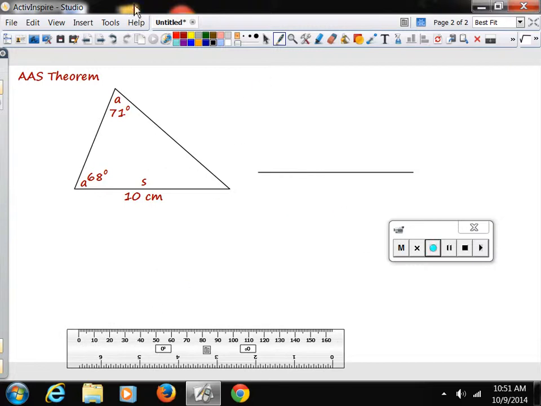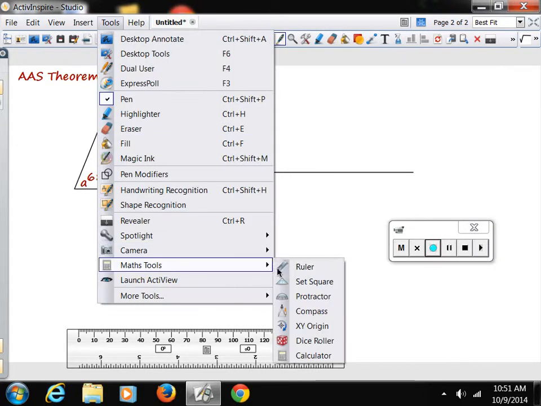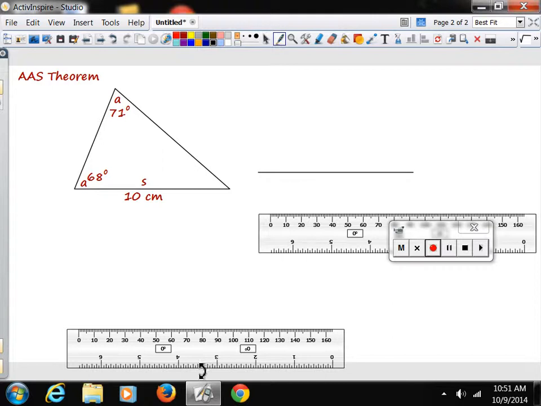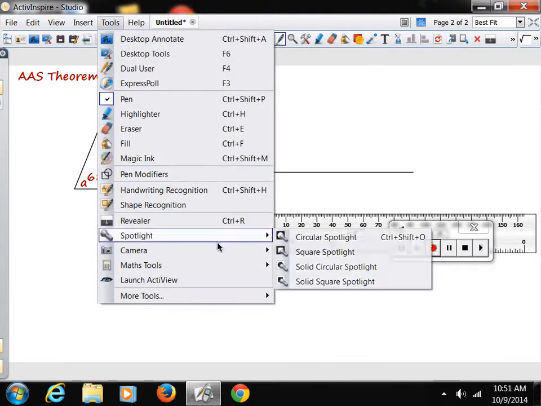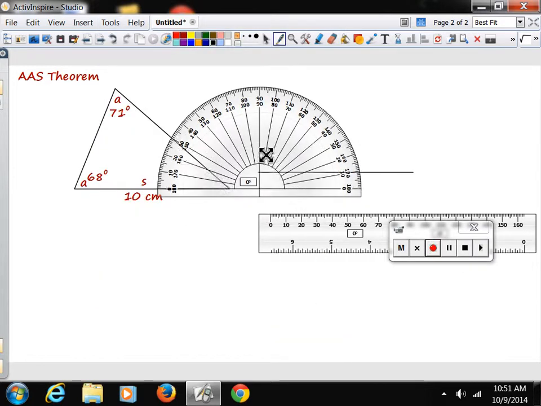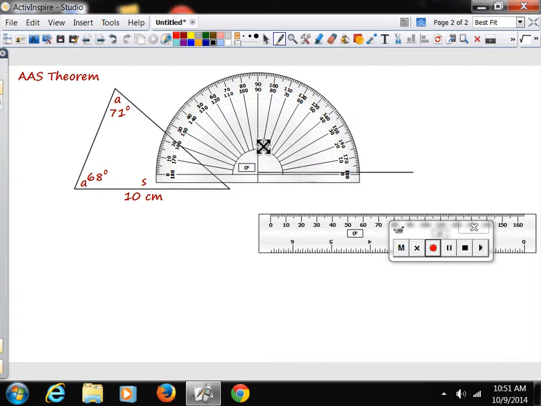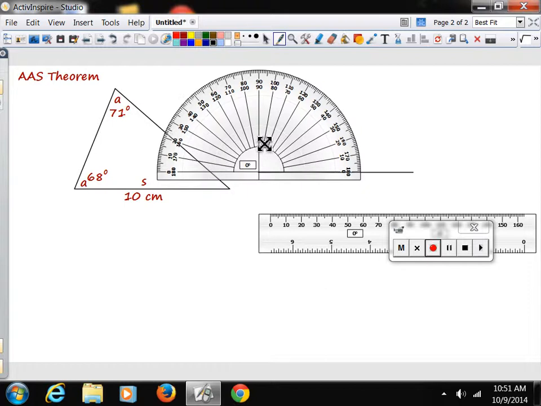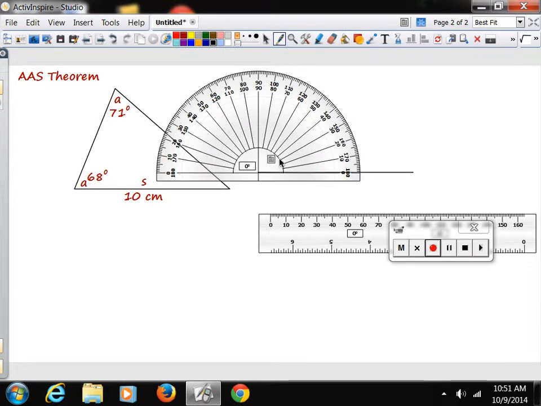So I'll grab the protractor again. Not ruler. Protractor is what we need. So we take the protractor and we're going to measure a 68 degree angle.